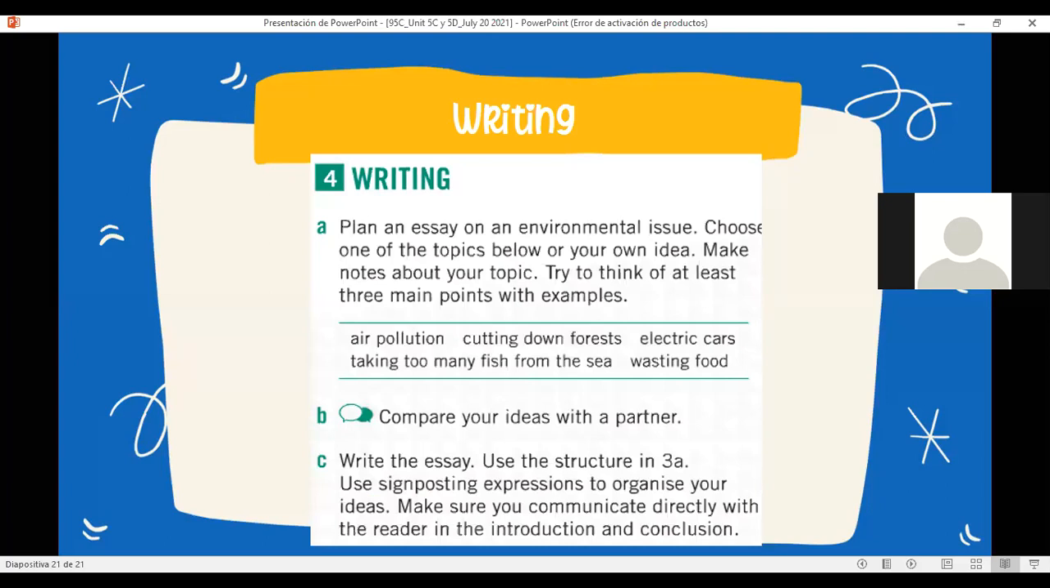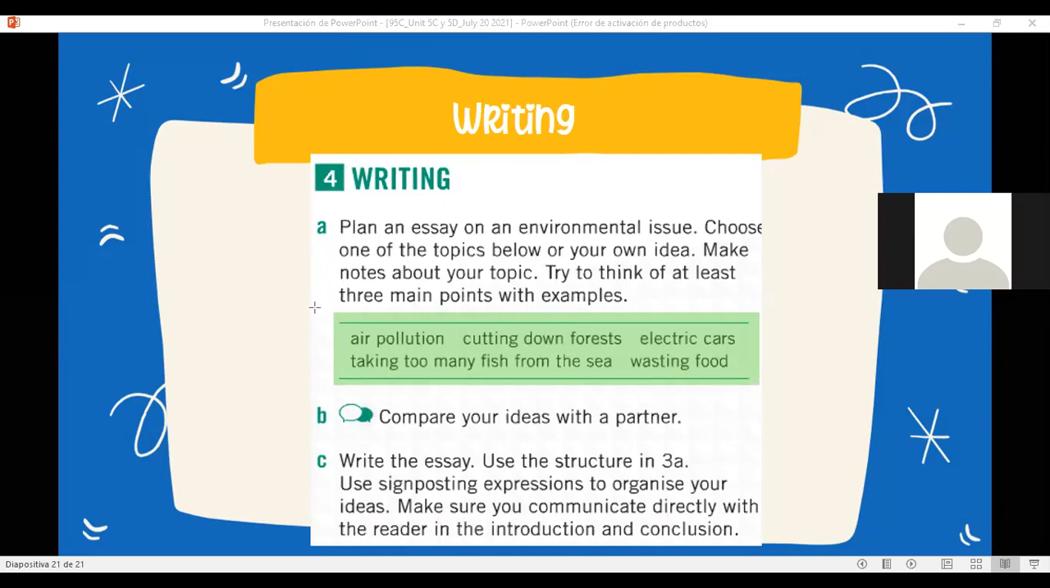Your final task, guys, is to write an essay. And as I know that this is going to take you a little bit, you're going to have plenty of time, okay? So what is your classwork about? You're going to write an essay on an environmental issue, okay? So you're going to choose one of these topics we have here in the box, or maybe you can use your own idea. Just make sure to make some notes about the topic, okay? Try to think of at least 3 main points and the examples.